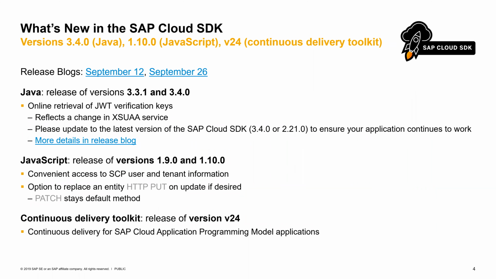So here you can see the basic overview. SAP Cloud SDK has various components. One is the Java component, so it's essentially a Java library. There's a relatively new JavaScript library, and there's a continuous delivery toolkit. Those components are versioned independently, so you can see the versions that we recently released. And we also have links to the release blog posts, so you can get the slides afterwards and follow the links, or you can find the blog posts also via internet search.